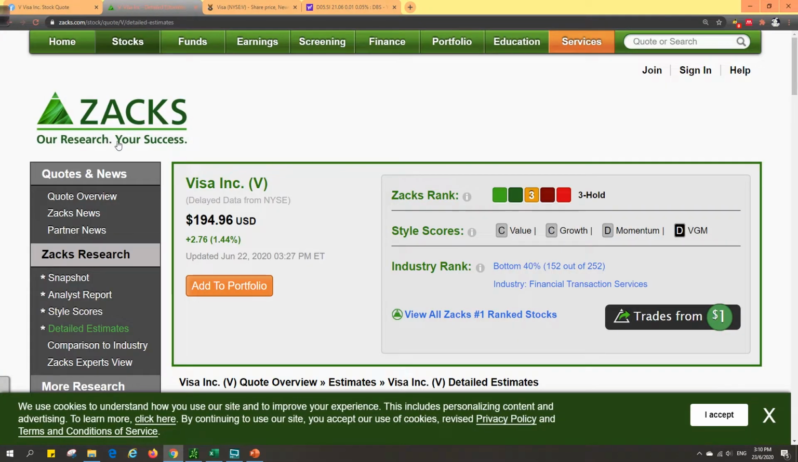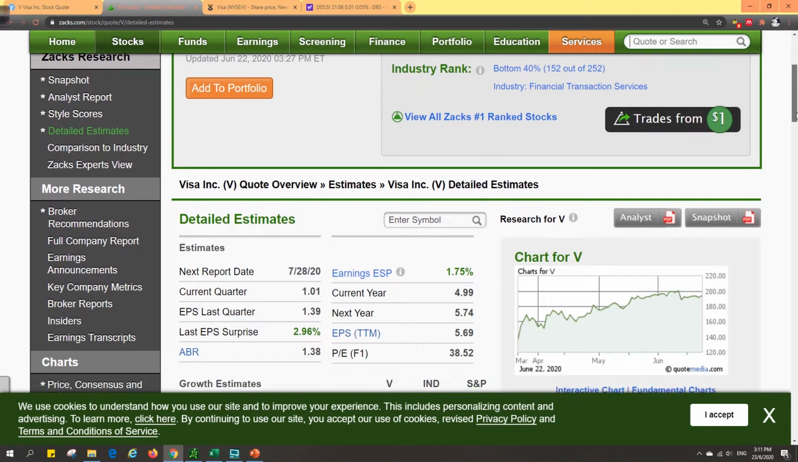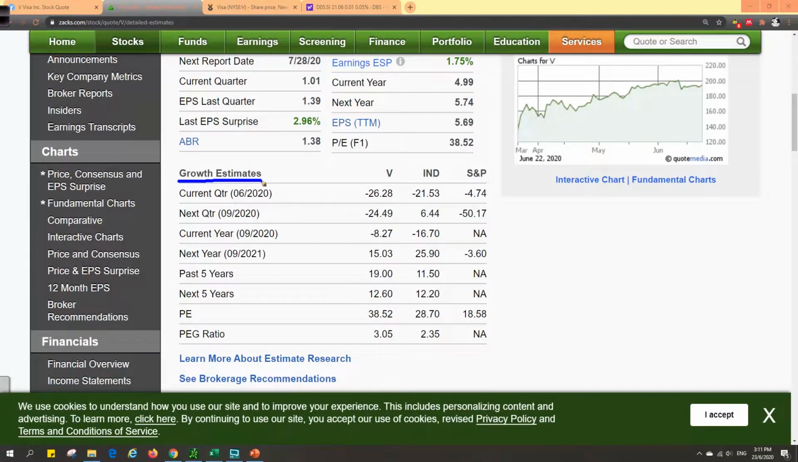An alternative source would be Zacks.com. Just key in your ticker symbol, go over to detailed estimates, and you can find the reported growth rate for Visa for the next 5 years to be at 12.6% from the Zacks analyst. You can see that it differs slightly from Finviz.